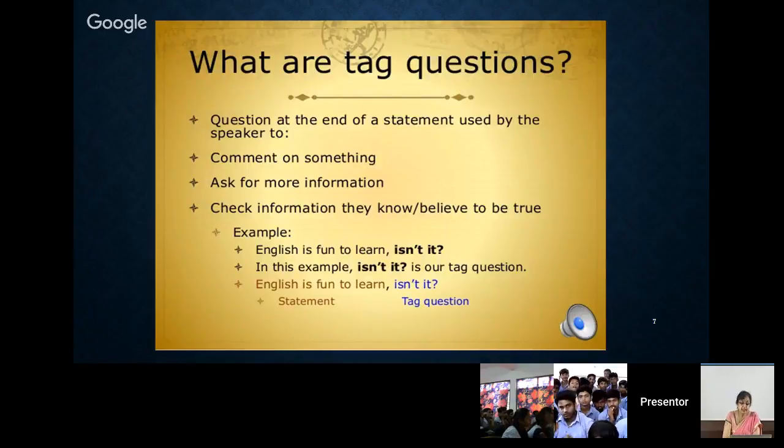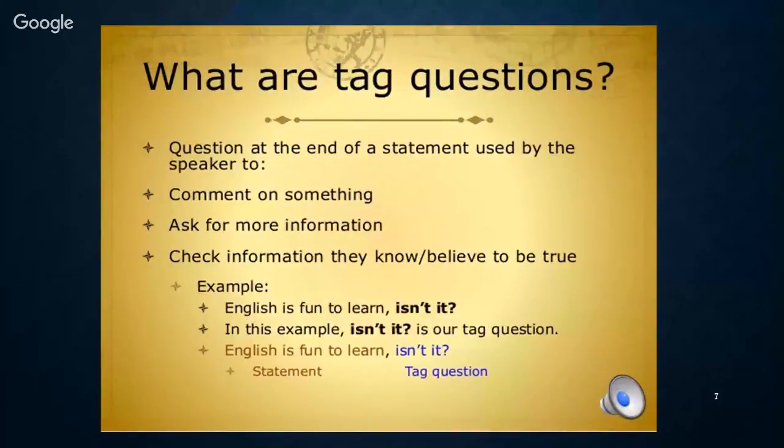What are question tags? Question tags come at the end of a statement and are used by the speaker to comment on something, ask for more information, or check information they know or believe to be true. Example: English is fun to learn, isn't it? The speaker gives a statement, but he wants to know if the listener agrees with him. So he says, isn't it?